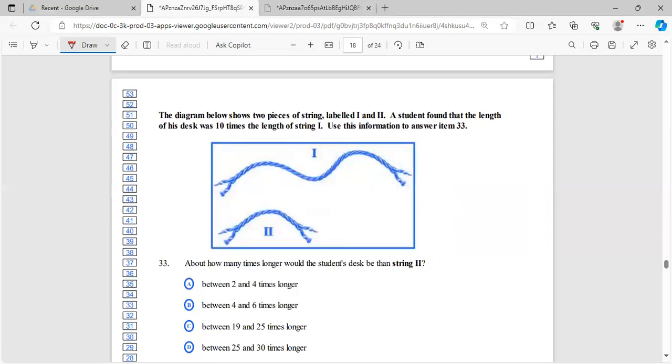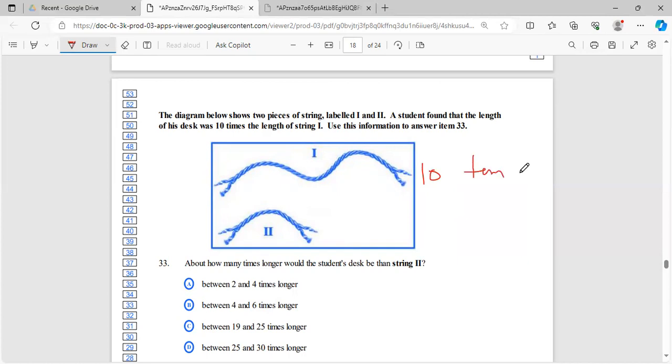The diagram below shows 2 pieces of string labeled 1 and 2. A student found that the length of string 2 was 10 times the length of string 1. So string 2 is 10 times this. Whatever this is, it's 10 times this.